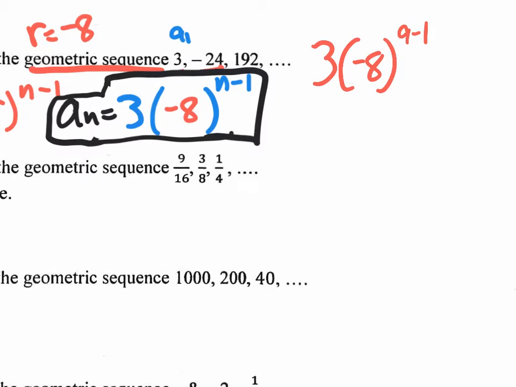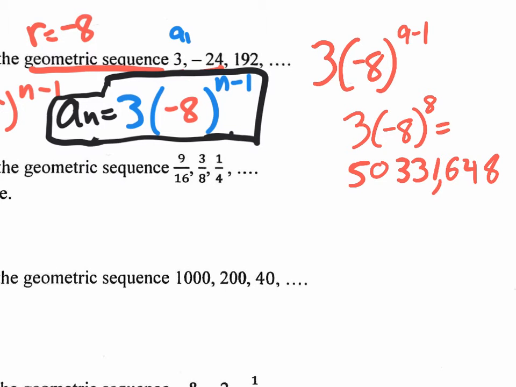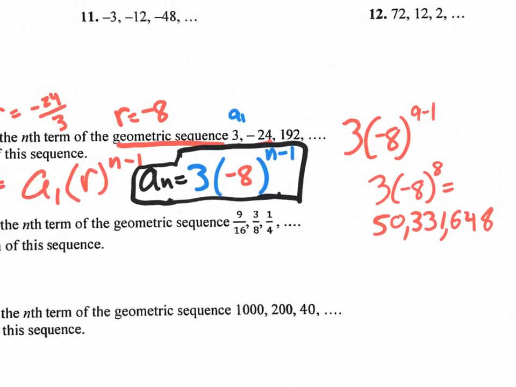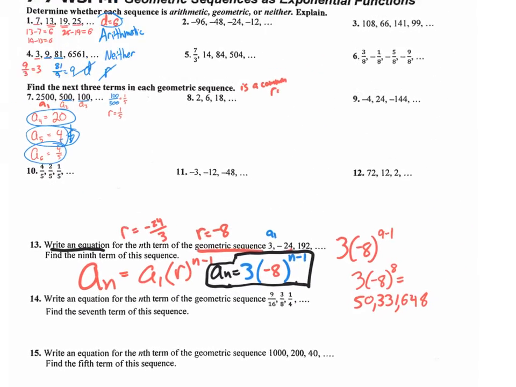You don't have to do that on the calculator. On the calculator I would do 3 times parentheses negative 8 to the power of 8. So do that on a calculator, please. What is 3 times negative 8 to the power of 8? While we're waiting, I'll do it. It's 50,331,648. And that would be the ninth term on this list. So I hope this kind of helps. I will make a video explaining the other ones.